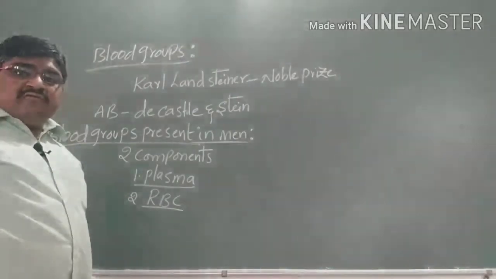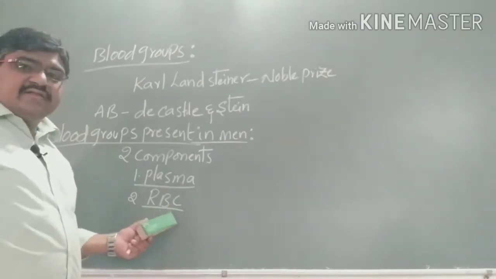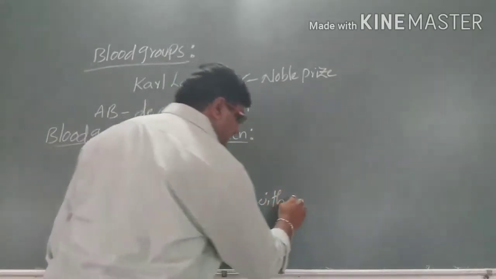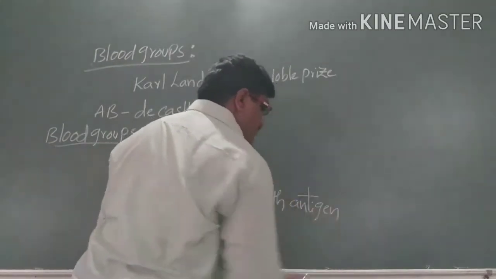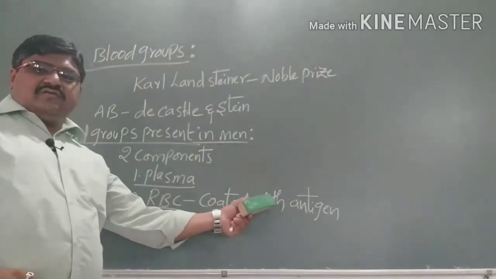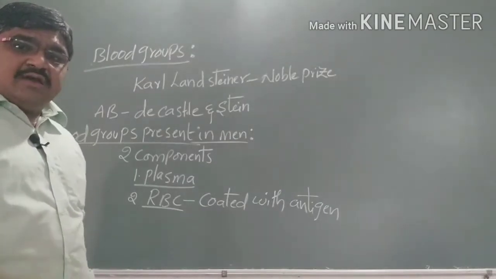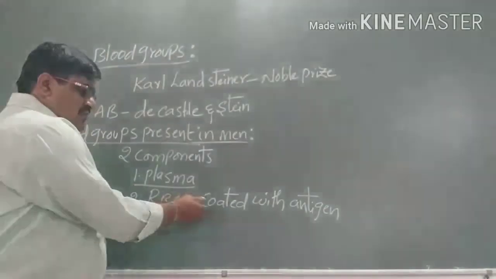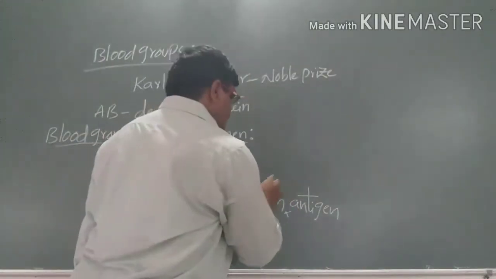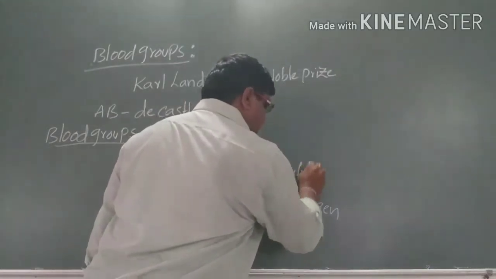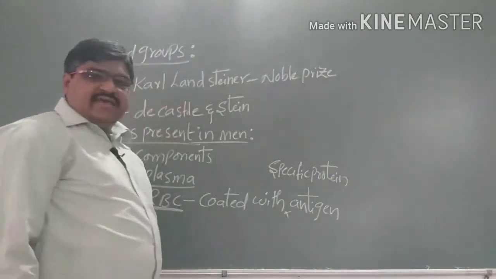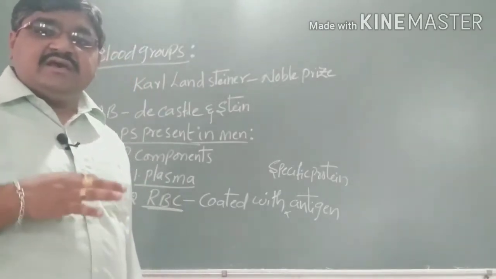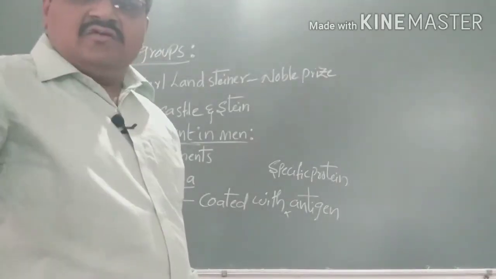The RBC of humans is coated with a specific protein. That protein is called an antigen. With the help of this antigen, we can easily identify which type of blood group is present in humans. So that is the RBC, which is coated with a specific protein that we call an antigen. So what are they, we'll discuss.